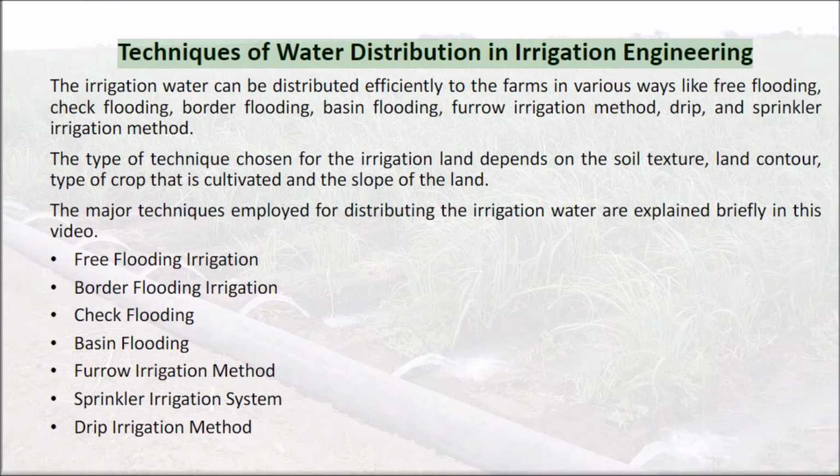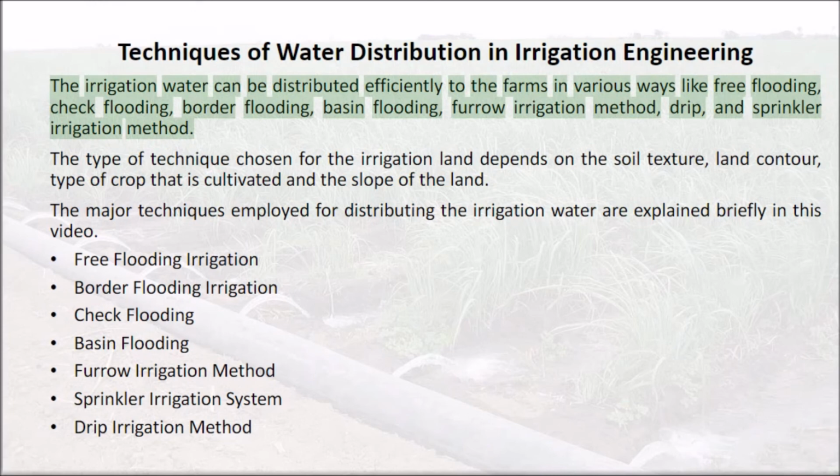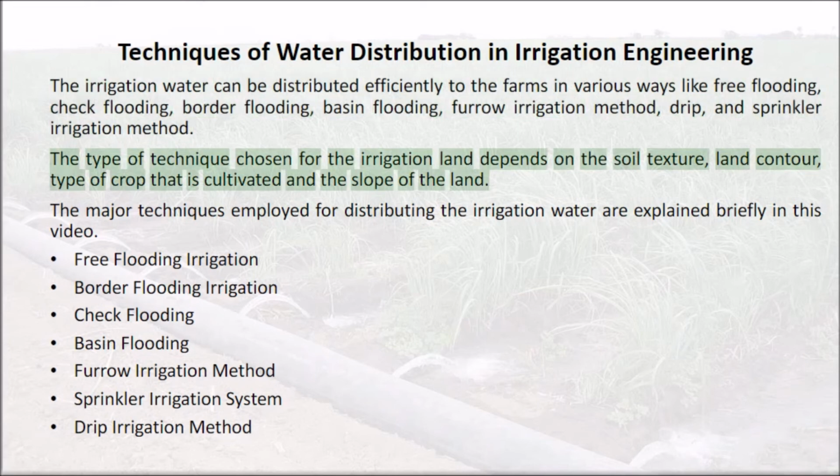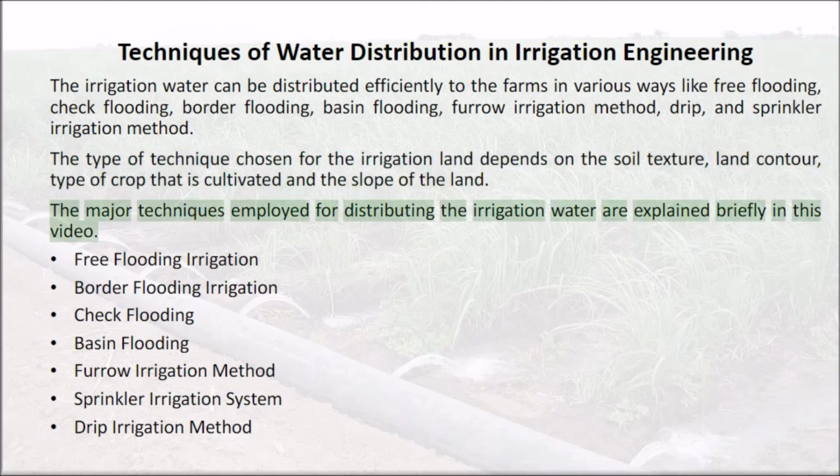Techniques of water distribution in irrigation engineering. The irrigation water can be distributed efficiently to the farms in various ways like free flooding, check flooding, border flooding, basin flooding, furrow irrigation method, drip, and sprinkler irrigation method. The type of technique chosen for the irrigation land depends on the soil texture, land contour, type of crop that is cultivated, and the slope of the land. The major techniques employed for distributing the irrigation water are explained briefly in this video.